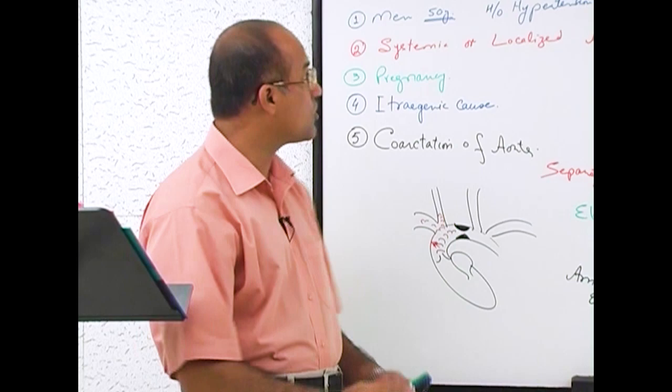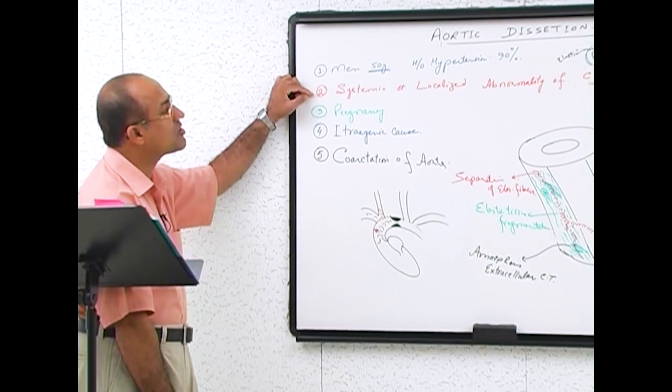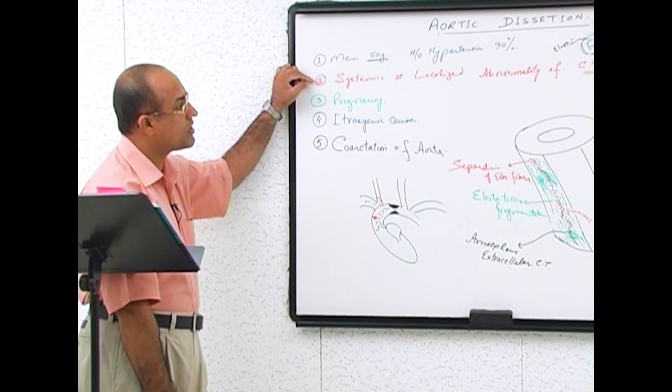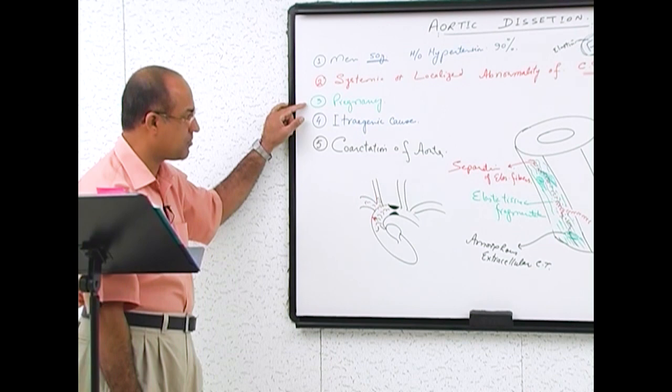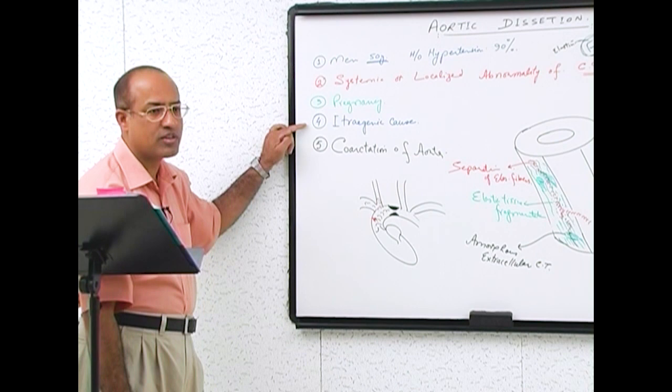So now you must know five conditions. Hypertension, the most important, you should remember. The most dramatic type of situation is people with connective tissue abnormalities like Marfan syndrome. Never understood up to now why aortic dissection may be present in some pregnant females. Iatrogenic cause, recently, as more and more invasive catheterizations are done. Right? Coarctation of aorta, I told you, is a congenital condition.